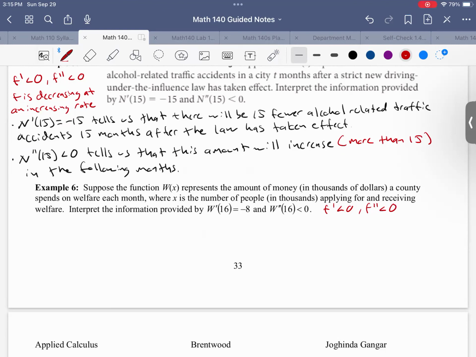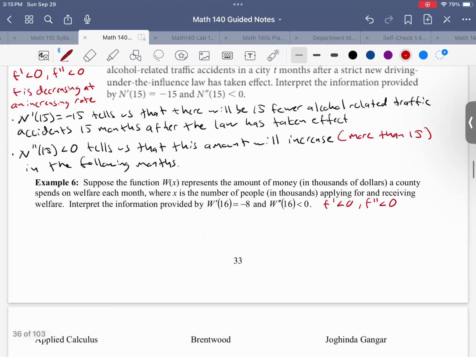So once again, we are decreasing at an increasing rate. Okay, so why don't you try this out and see what you come up with, and we will go over it, okay?